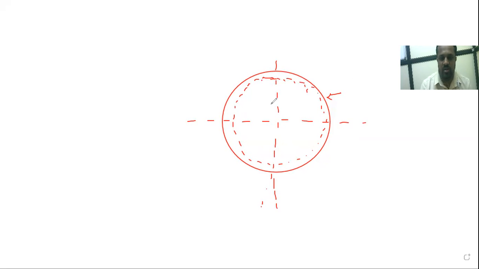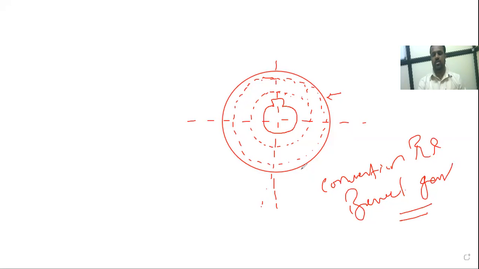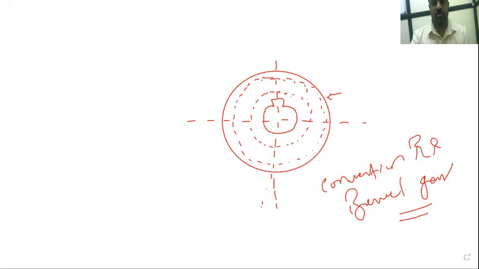Okay, then we have to draw the location for the shaft. See, this is the conventional representation for the bevel gear. Okay, so any doubt? So see the next point.